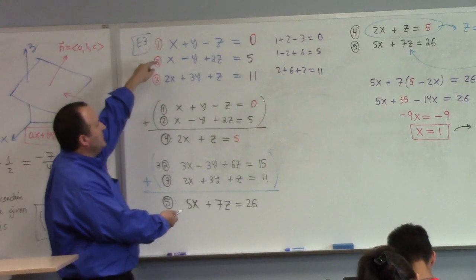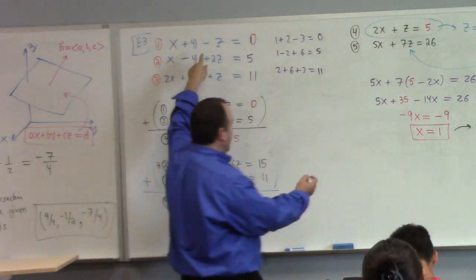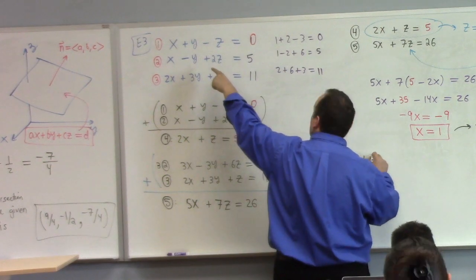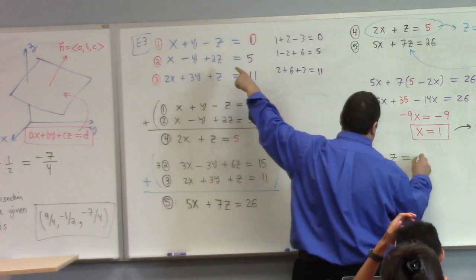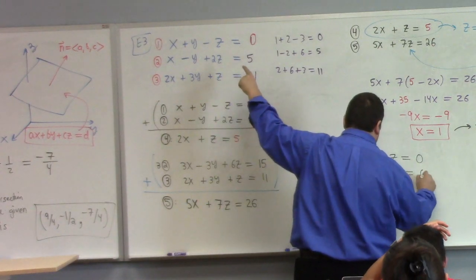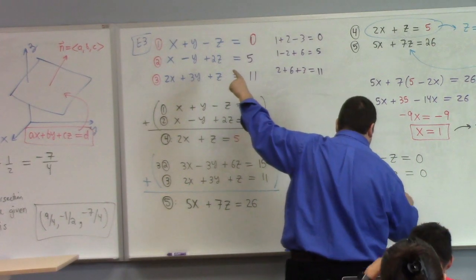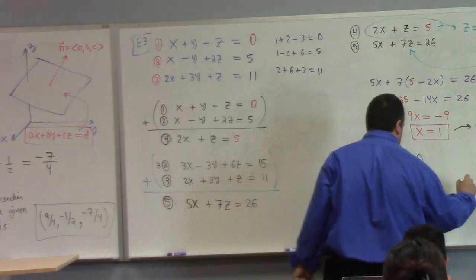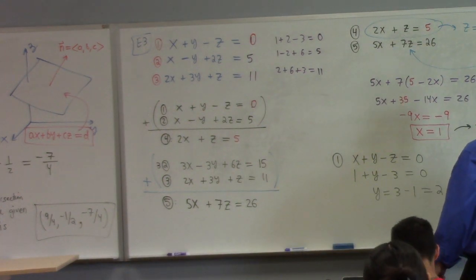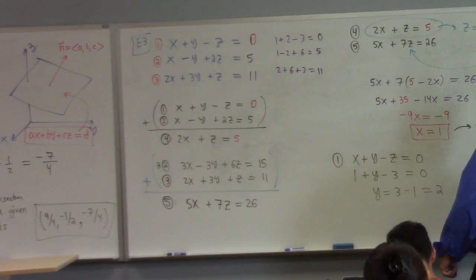Yeah, which one should we use? Oh, the first one, very good choice. So number 1, I get x plus y minus z equals 0, but I've got x is 1, and I've got z is 3. So that gives me y is equal to 3 minus 1, which is 2. So altogether, the solution is 1, 2, 3.